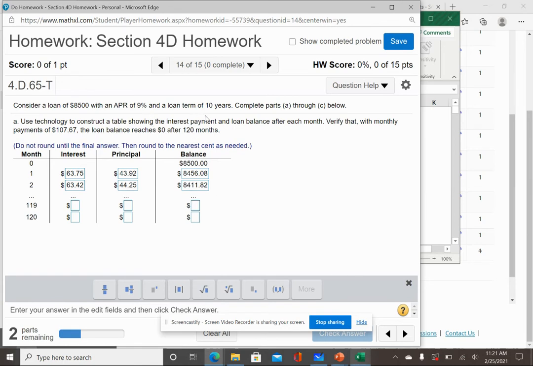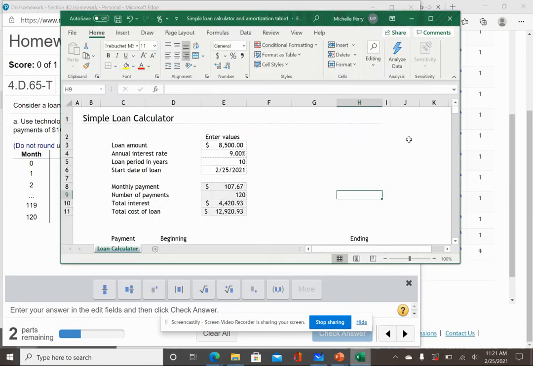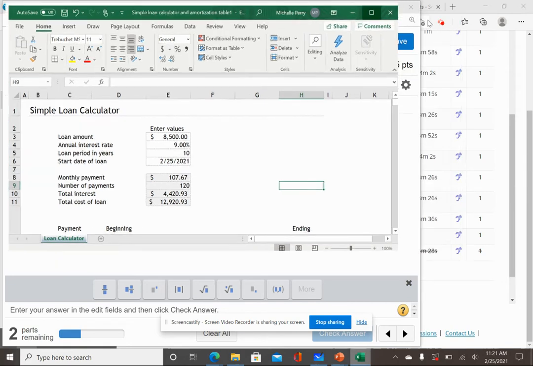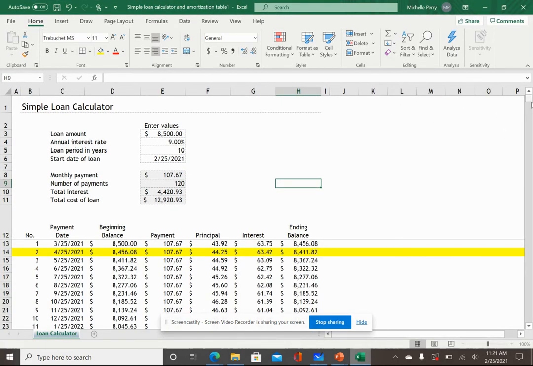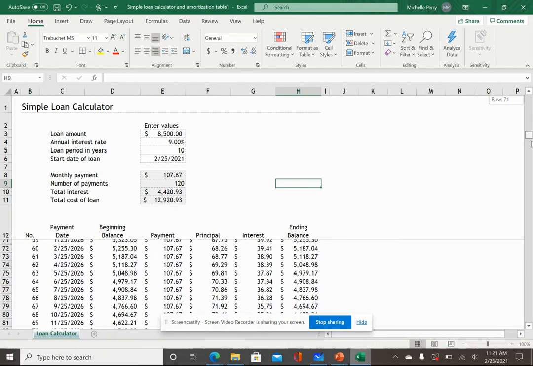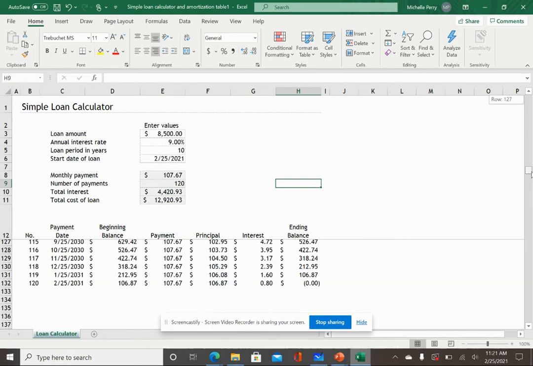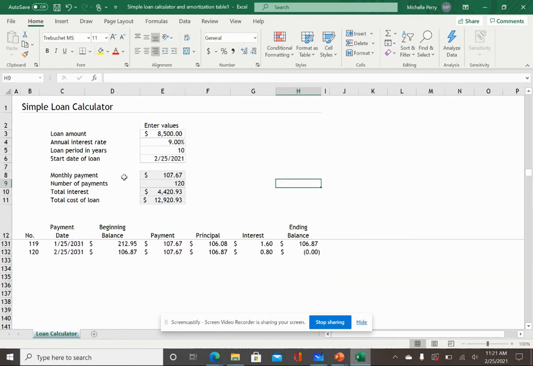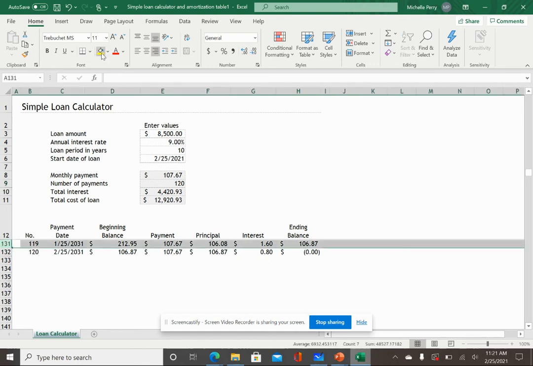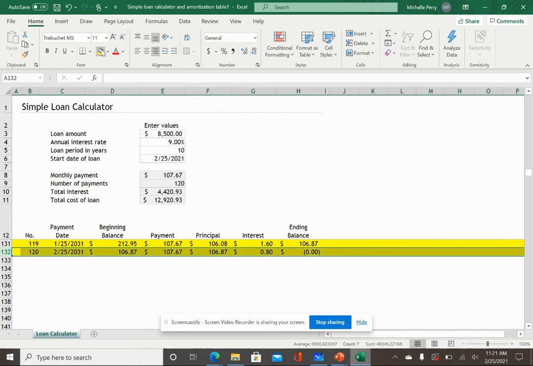So now the question becomes, how do we get month 119 and month 120? Because we've got a loan term of 10 years. We're going to make monthly payments, 12 payments in 1 year. We should end up making a total of 120 payments. Well, that should technically be pretty simple. We just need to come back over to my Excel spreadsheet, and I'm going to scroll down to where I see payment number 119, which I'll highlight in yellow, and then payment number 120, which likewise I'll highlight in yellow.